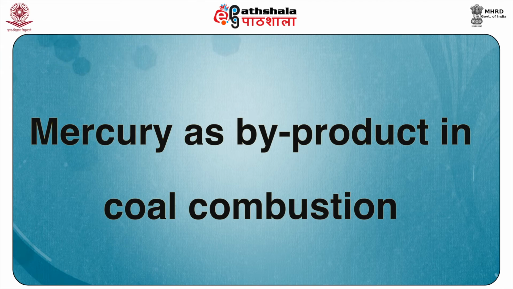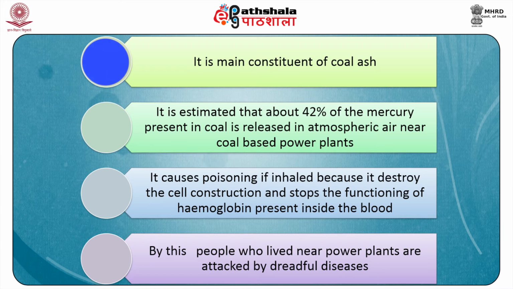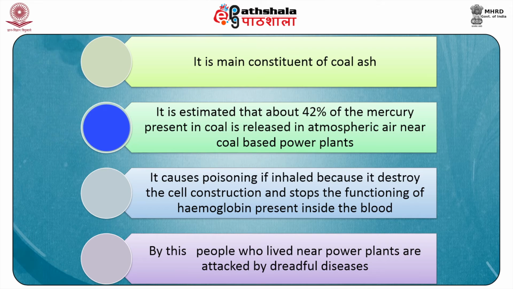Mercury as a byproduct in coal combustion. It is a main constituent of coal ash. It is estimated that about 42% of the mercury present in coal is released into atmospheric air near coal-based power plants. It causes poisoning if inhaled because it destroys the cell structure and stops the functioning of hemoglobin present inside the blood. By this, people who live near power plants are attacked by dreadful diseases.